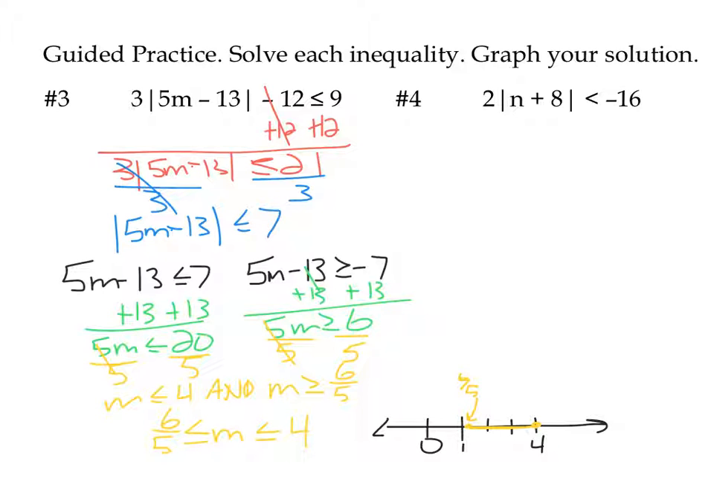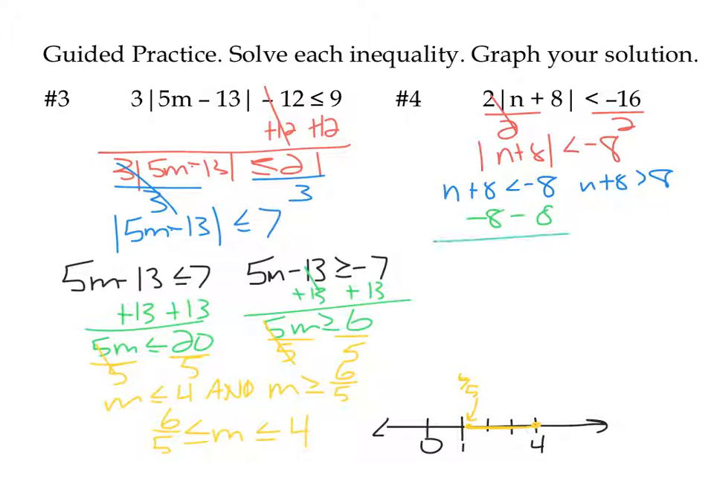Let's check out number 4 and solve that one. So I'm going to divide both sides by 2 here first. I have absolute value of n plus 8 less than negative 8. And that's going to give me n plus 8 less than negative 8, n plus 8 greater than positive 8. And if I go to solve these now from here, I get n is less than negative 16, and I get n is greater than 0. Okay, we saw less than. Again, this should be an and compound inequality. So and.